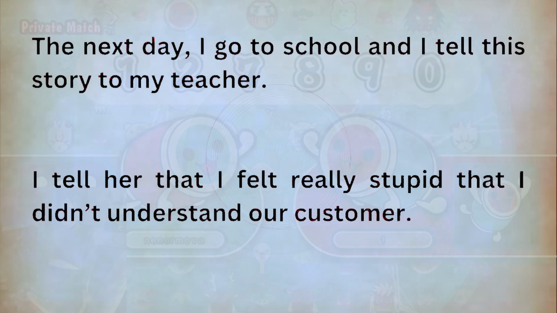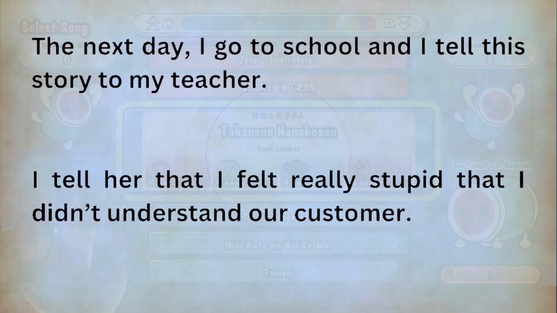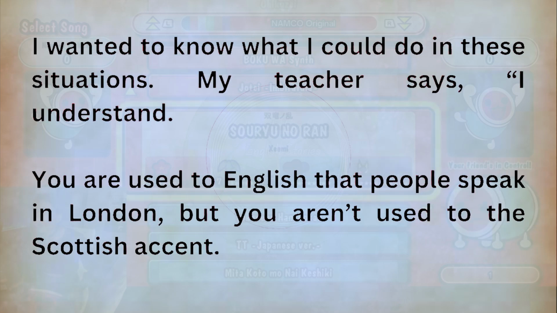The next day, I go to school and I tell this story to my teacher. I tell her that I felt really stupid, that I didn't understand our customer. I wasn't sure if my English was good enough for my job. I started to doubt myself. My boss was okay with it, but I still needed some help from my teacher. I wanted to know what I could do in these situations.